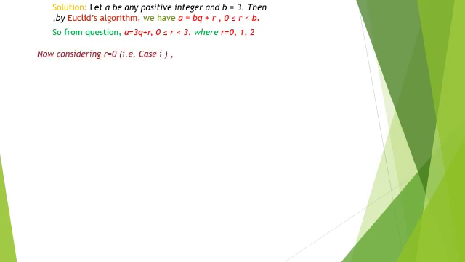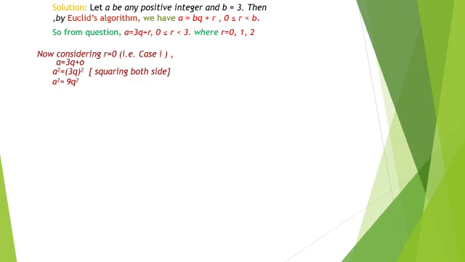Now considering r is equal to 0, that is case number 1. According to Euclid's algorithm we will place a is equal to 3q plus 0, where 3 is b and 0 is r, meaning r is equal to 0. In the next step we will get a square is equal to 3q whole square, squaring both sides, as 3q plus 0 will be 3q itself. Now squaring, we get a square is equal to 9q square.